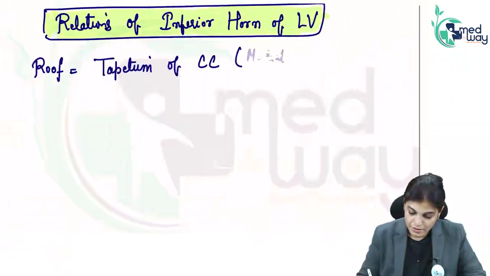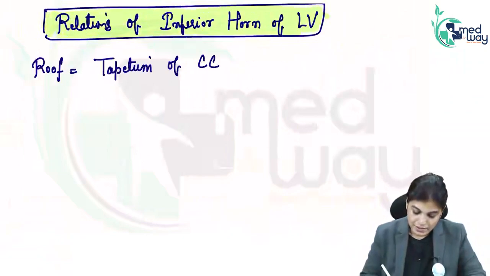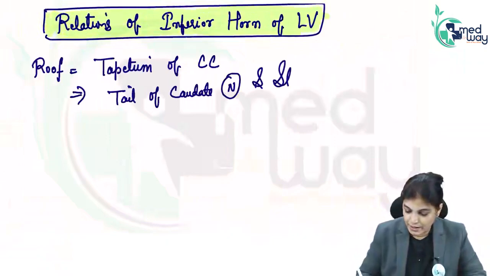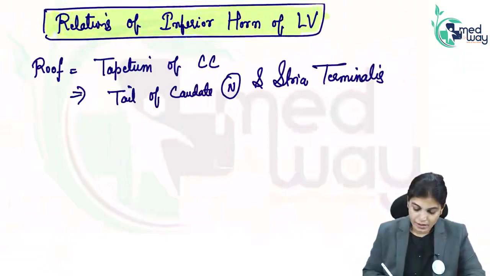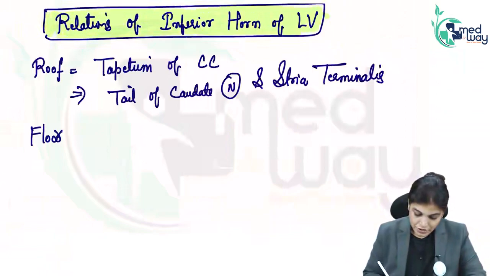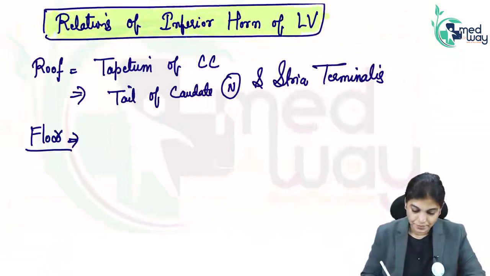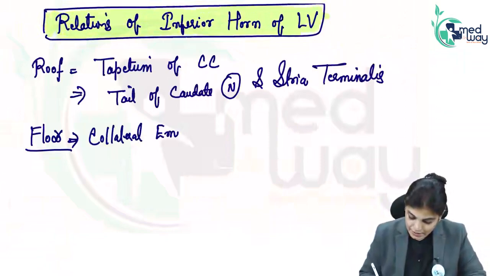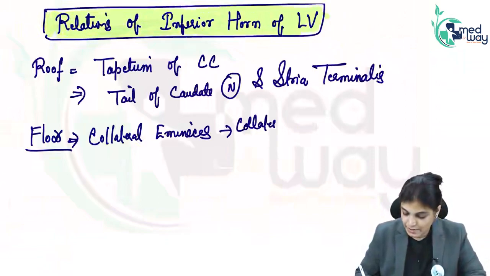From the corpus callosum, it is related with the following structures: the tail of the caudate nucleus, and also the stria terminalis. Now if we talk about the floor, the floor shows some indentations, and these are the collateral eminences, formed by the collateral sulcus.